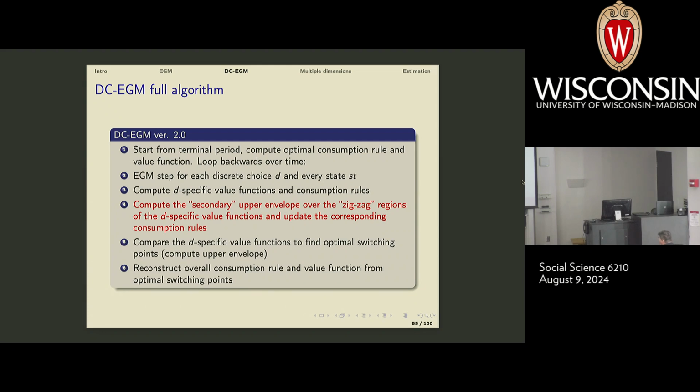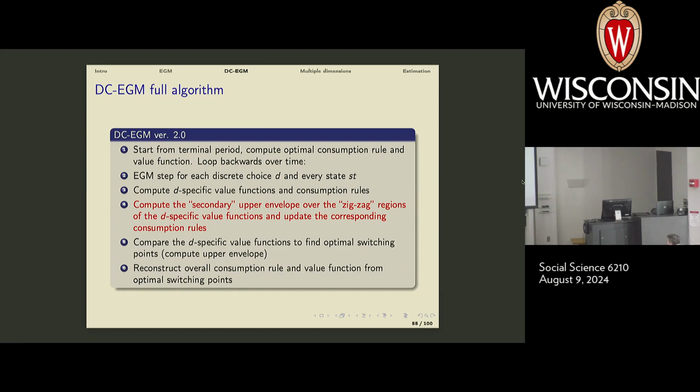So we start from the terminal period. We do the EGM step for each discrete choice. We compute the d-specific value function and consumption rule. Then we get rid of the secondary kinks. And then we compare the value functions to find optimal switching points, to find the primary kinks. And that reconstructs the solution.